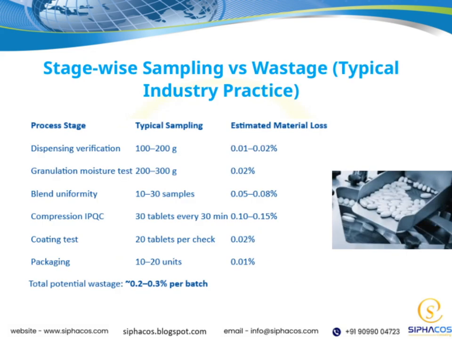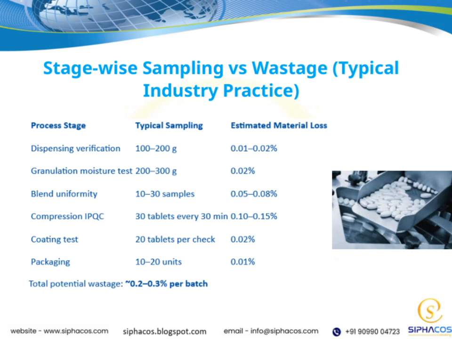Let's take a closer look at stage-wise sampling versus wastage, which is what we often see in typical industry practice. In many cases, companies tend to use stage-wise sampling as a way to manage quality control across different phases of production. This method involves checking samples at various stages rather than waiting until the end. The idea is to catch issues early and reduce the risk of large-scale wastage later on.